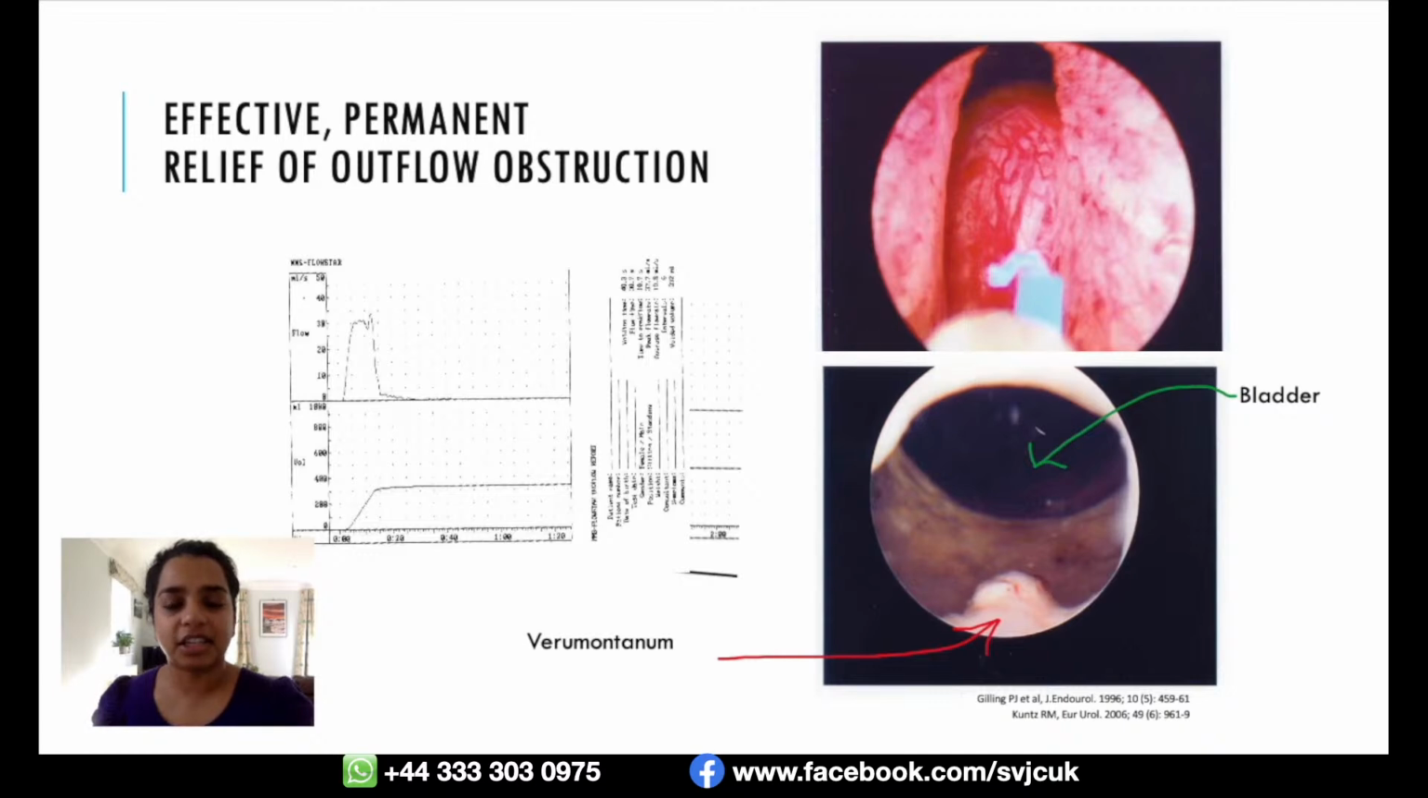With prostatic obstruction, there tends to be prostatic tissue blocking the way. So the aim of any bladder outflow obstruction surgery is to open out this channel. In other words, as titled on this slide, the aim of surgery is to provide effective and permanent relief of outflow obstruction.